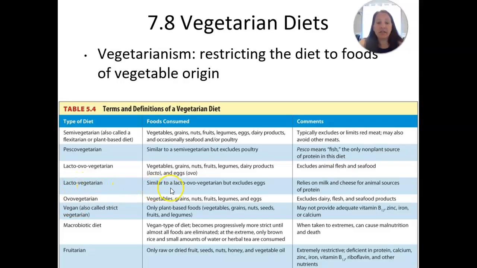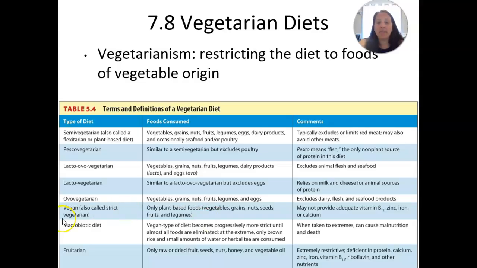Lacto-vegetarian, similar to lacto-ovo-vegetarian, but these individuals do not have eggs. Okay. Ovo-vegetarian, vegetables, grains, nuts, fruits, legumes, and eggs. No dairy, no meat, and no seafood. Vegan, also called strict vegetarian, very, very strict. So these individuals are only going to have plant-based foods. So vegetables, grains, nuts, seeds, fruits, and legumes. No meat of any kind. No dairy, no fish, no eggs.